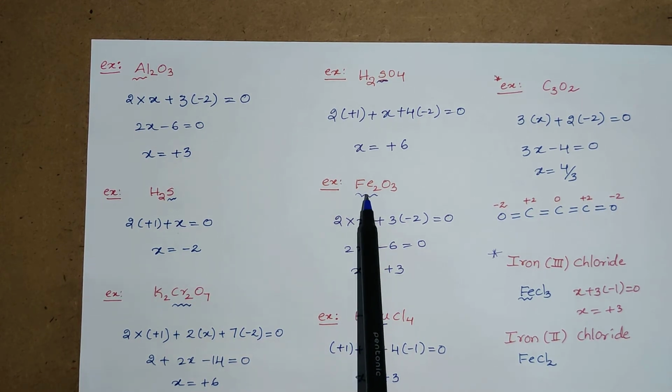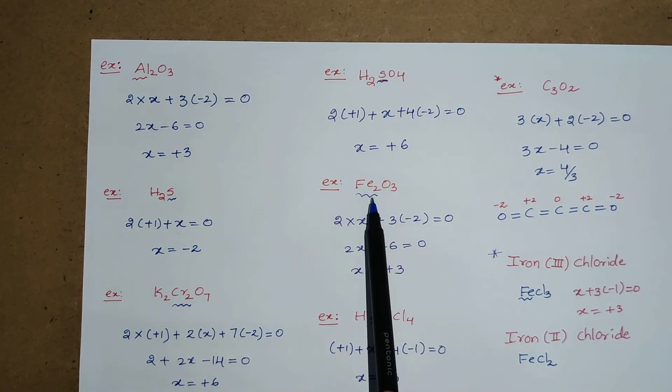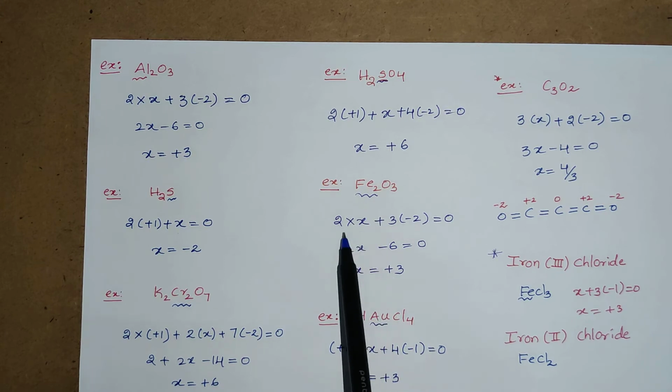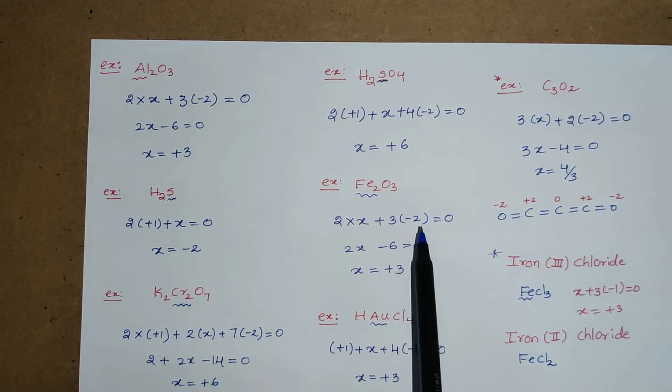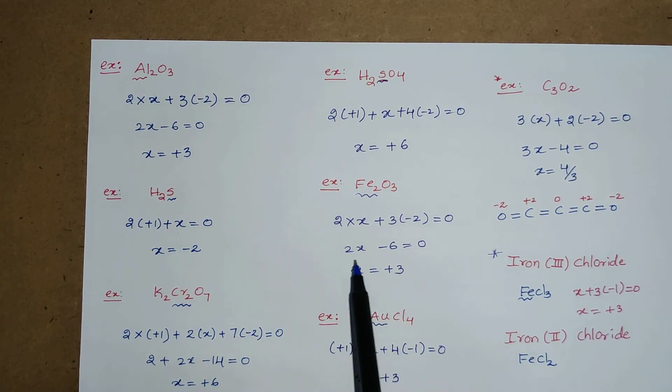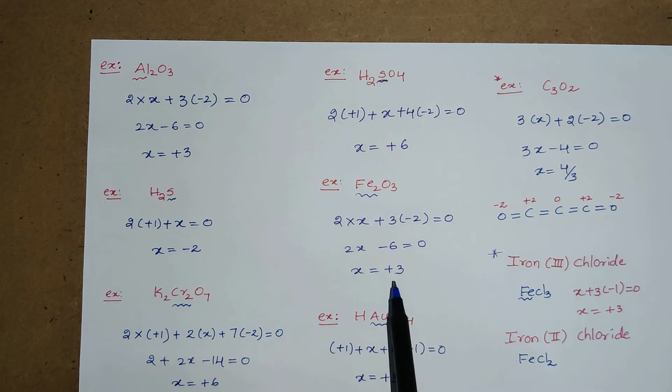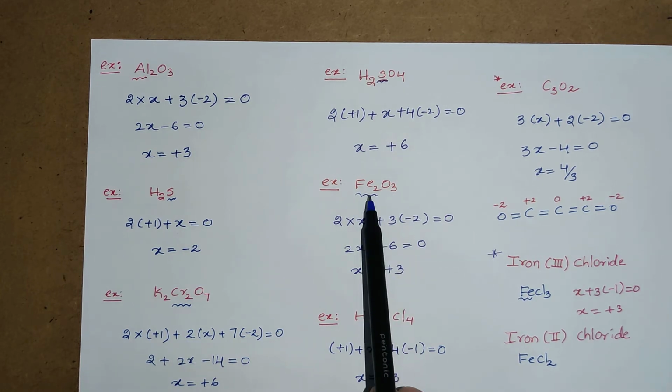In iron oxide Fe2O3, what is the oxidation state of iron? Iron is taken as X, and 2 iron atoms are there, so 2 into X plus 3 into each oxygen, which is minus 2, is equal to 0. Then 2x minus 6 is equal to 0, then X is equal to plus 3. Plus 3 is the oxidation state of iron.